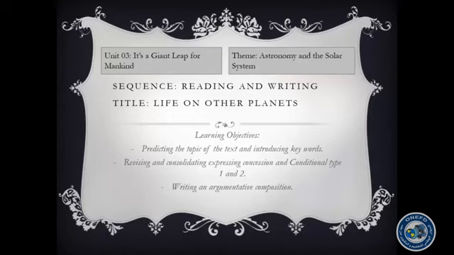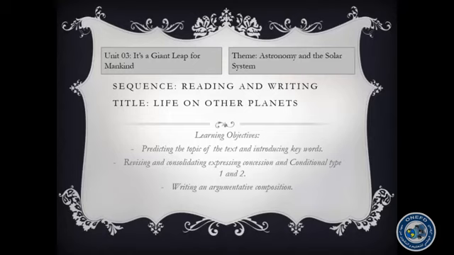So the learning objectives for today's lesson are predicting the topic of the text and introducing keywords, revising and consolidating expressing concession and conditional type 1 and 2. Finally, writing an argumentative composition.